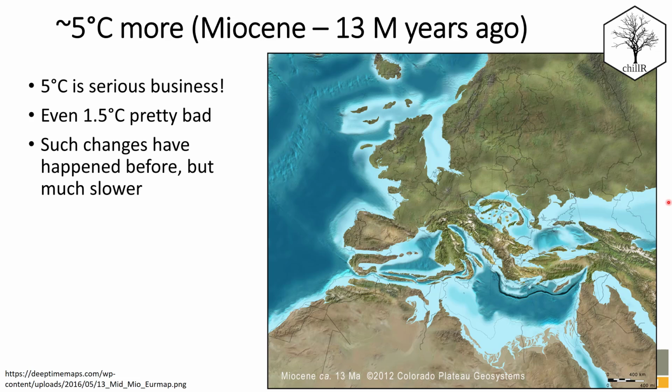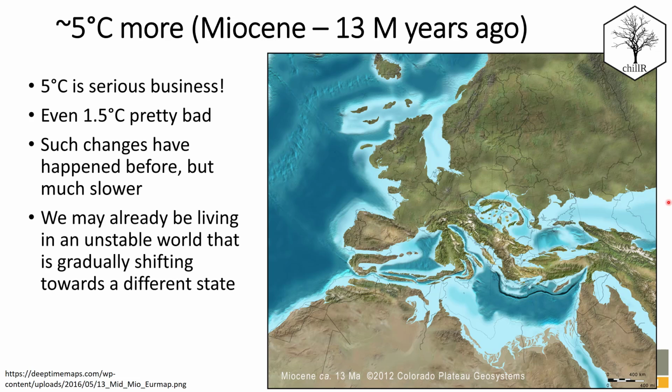So such changes have happened before, as we see in this map here. This is a scenario that happened in the past, but whenever these changes happened, they happened much, much more slowly than what we're currently doing. And that actually means we may already be living in an unstable world that is gradually shifting towards a different state. Because it's quite likely, I mean, we've already seen a lot of warming. It's quite likely that if even these temperatures that we have now prevailed for another few hundred years, few thousand years, the sea level would already be higher than it is now, quite a bit higher. And we're currently moving towards this world.